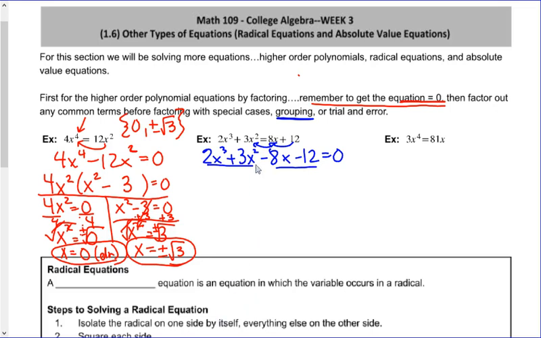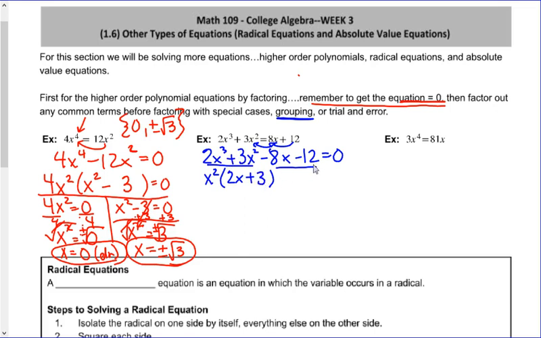So let's review that. Of these 2, I'm going to take out what's common. Notice there is an x squared common to both. No numbers are common with 2 and 3, so I'm going to take out an x squared. And I need a 2 and another x to make the 2x cubed. I took away the x squared, so I need a plus 3.